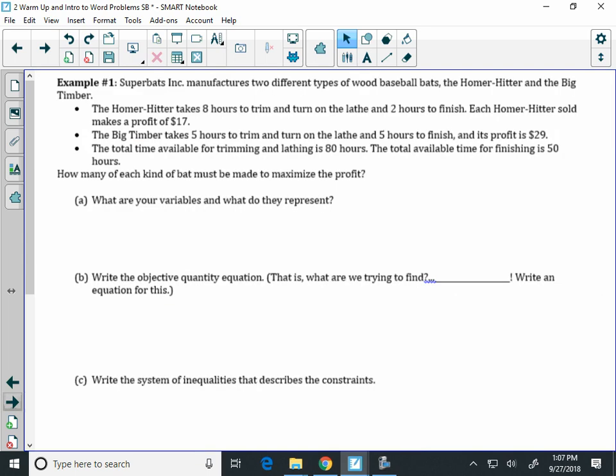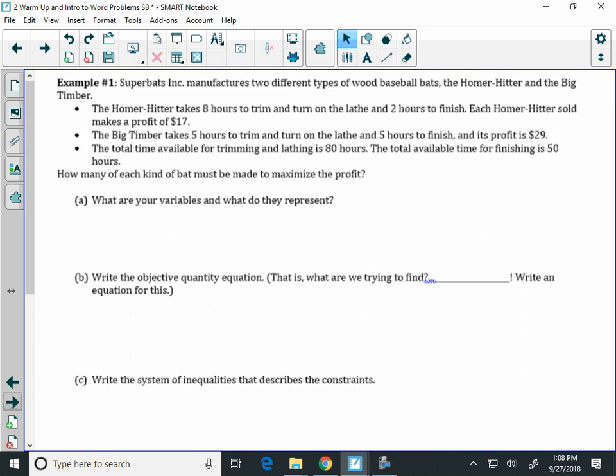All right. So we're going to start with an example about baseball bats. Super Bats is a company that makes two different kinds of wood baseball bats. They make one kind called the Homer Hitter and one called the Big Timber. Then they give us a bunch of information about them. They tell us the Homer Hitter takes 8 hours to trim, so that means to make the shape, like to cut, and turn on the lathe. The lathe is the machine that does the cutting of the baseball bats.